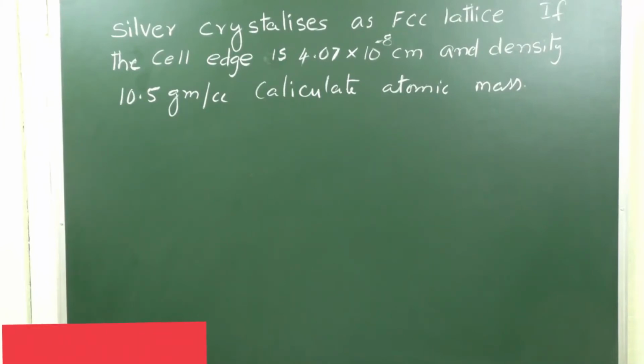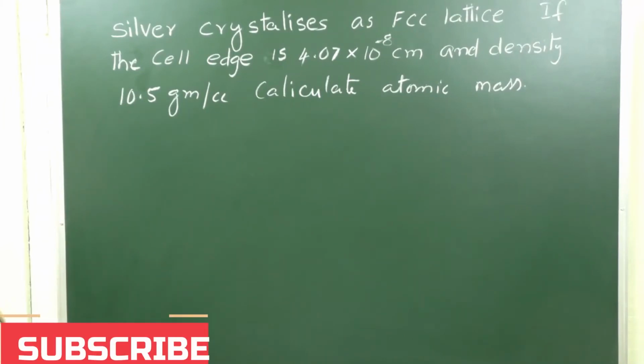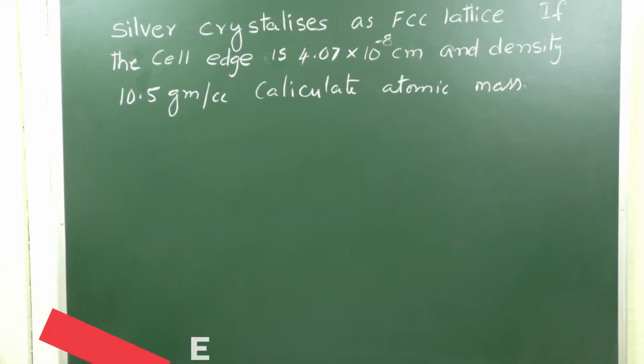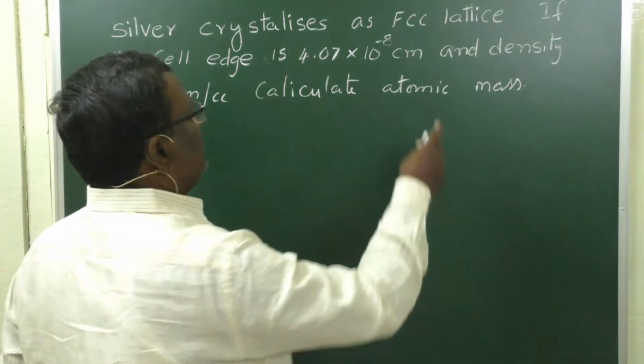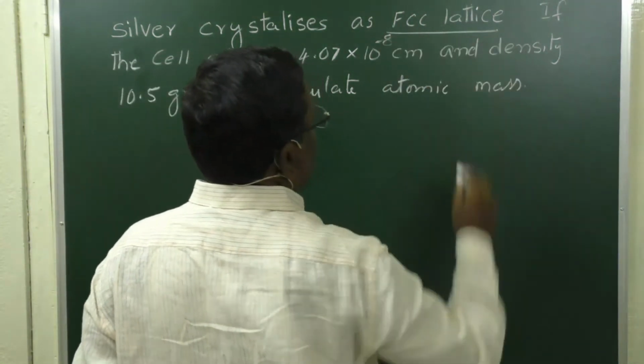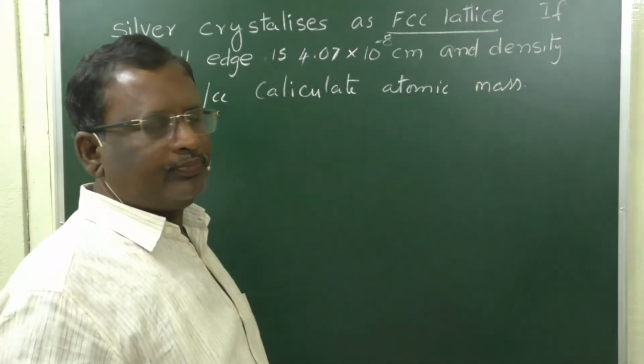Next problem. Silver crystallizes as an FCC lattice. If the cell edge is 4.07 × 10^-8 centimeters and the density is 10.5 grams per cc, calculate the atomic mass. So, here they have given us an FCC lattice. FCC lattice means each unit cell contains 4 atoms.